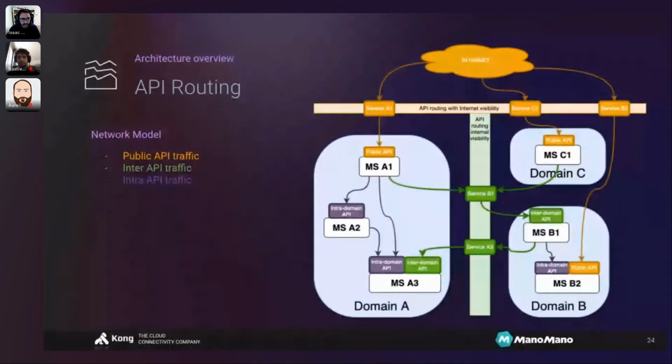So we have the inter-domain API traffic that, as Aurélien mentioned, follows the domain-driven design. So microservices that belong to different domains will communicate internally through a specific API management system, okay? And also we have the intra-domain API traffic, where microservices that belong to a specific domain will talk directly, okay, between them. So how is this translated from the infrastructure point of view?